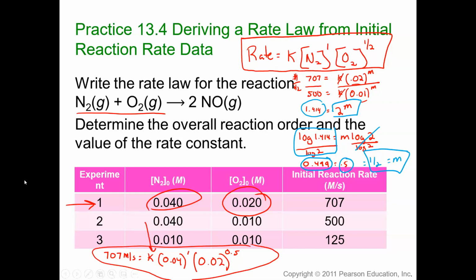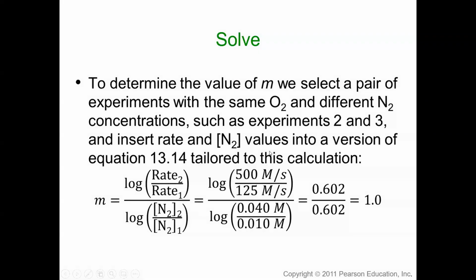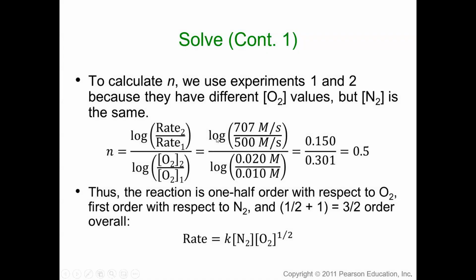All right, so here is my math again. So here's my first one, which was first order. And here's the second one, which ends up being half order. So our overall order ends up being 1.5 or 3/2. Okay, so our rate law, again, this is exactly the math I just did. Our rate law ends up being this.